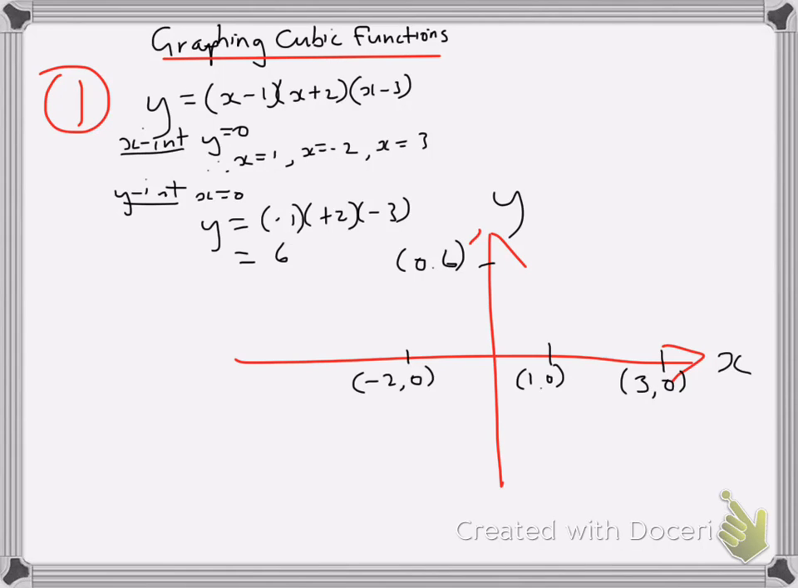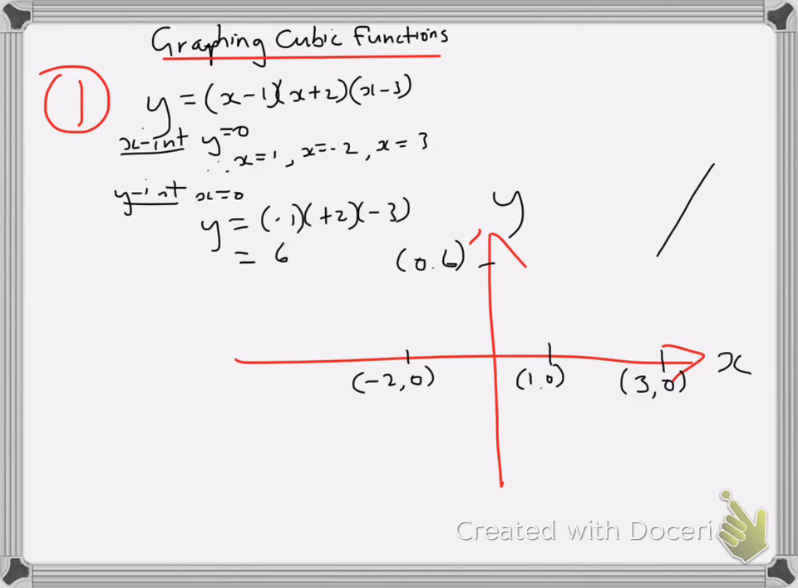Now, when you do your cubic, you've got to decide ultimately where it's going to go when x gets very large. If you look at this cubic, you'll see that we've got x minus 1, x plus 2, x minus 3. Well, they're all positive x's, aren't they? If you were to times it all out, you'd get a positive x cubed term. So that means as x gets very large, x cubed will get large. So it means you're going to end up heading up in that direction like that.